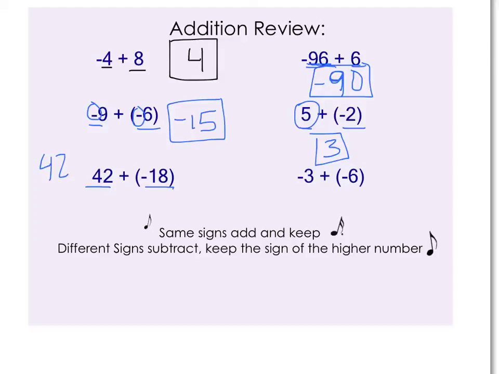I want to make sure I got this one right, so I'm going to go over it off to the side. Strongly suggest you do the same when you're not sure if you'll have it. So 24, keep the sign of the higher number. It's positive. Then you'll be exact.